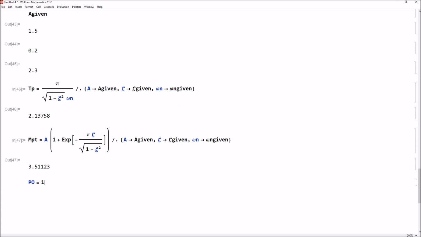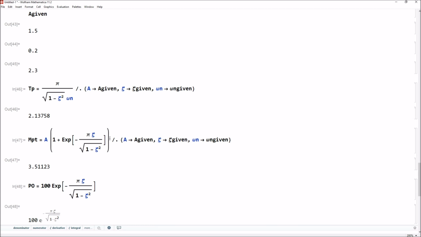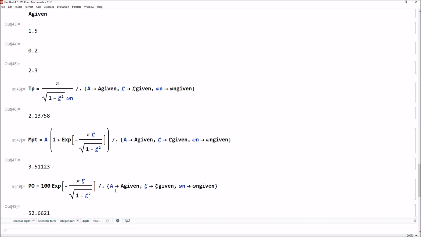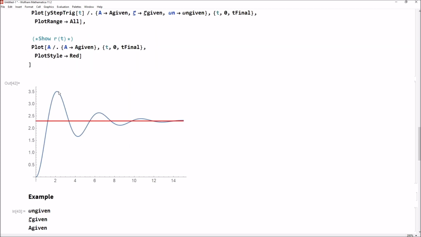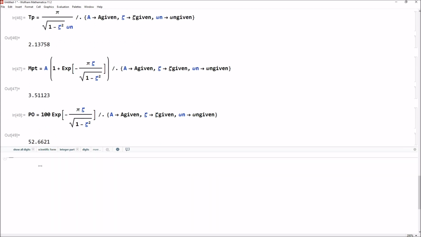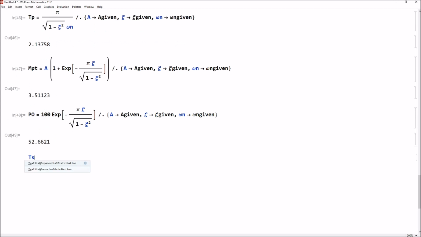How about percent overshoot? We said percent overshoot was 100 times e to the minus pi zeta over the square root of 1 minus zeta squared. That was our expression for percent overshoot. I forgot to plug in our numerical values. We have a little over 50% overshoot, and looking at this picture, it sure looks like about 50% or a little bit more of overshoot.